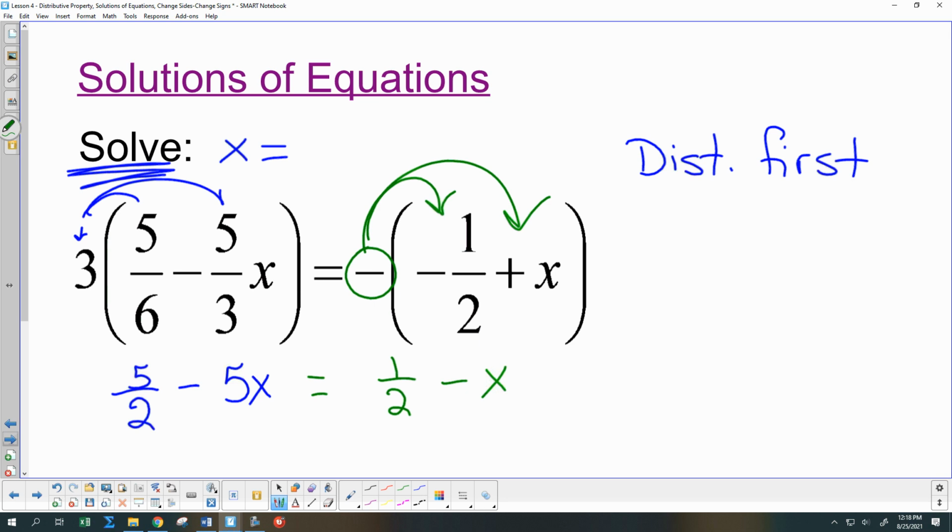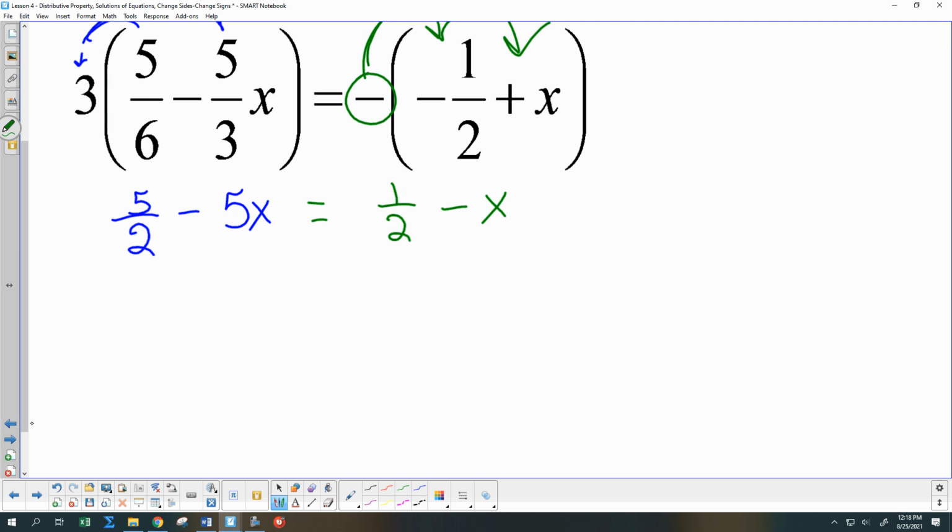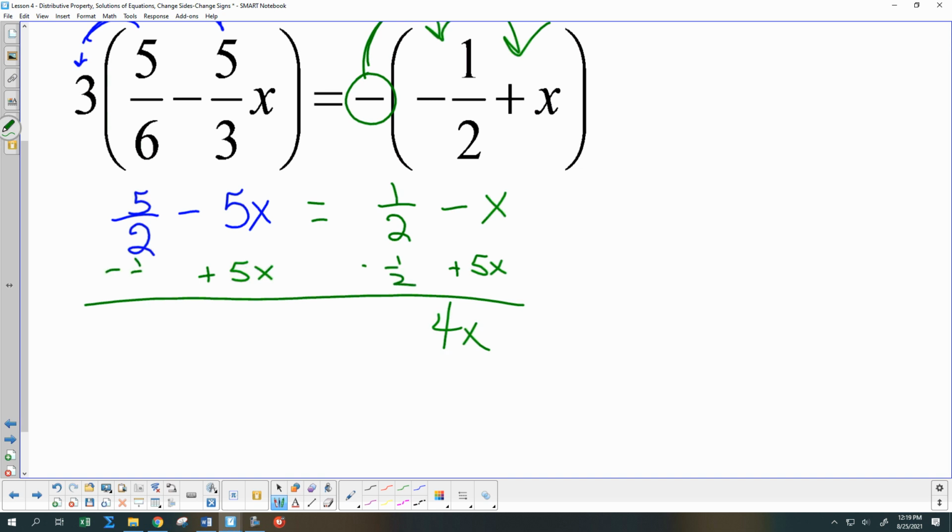Now, let's get the x's on one side and the numbers, the constants, on the other side. So let's add the 5x to both sides. And I have 4x over here on the right. If I want to get the numbers all on one side, I need to subtract the half. And what's 5 halves minus 1 half? 4 halves, over 2. Divide both sides by 4. And x is a half.